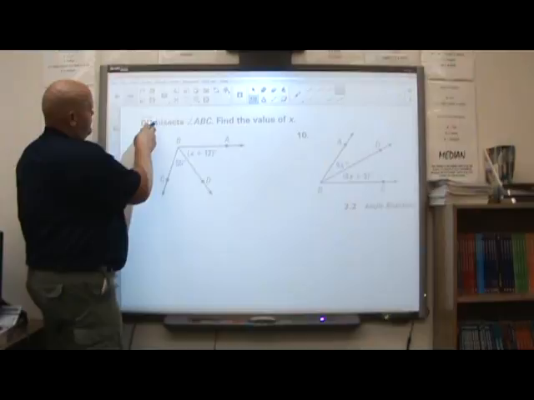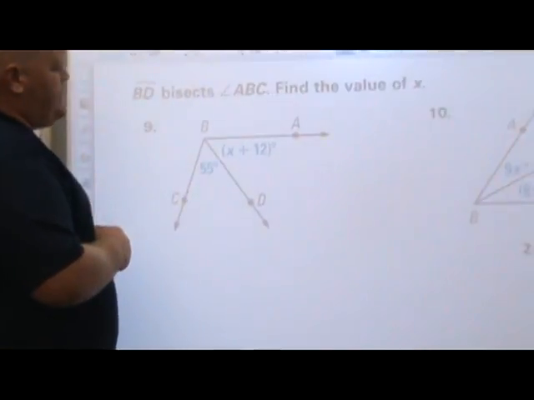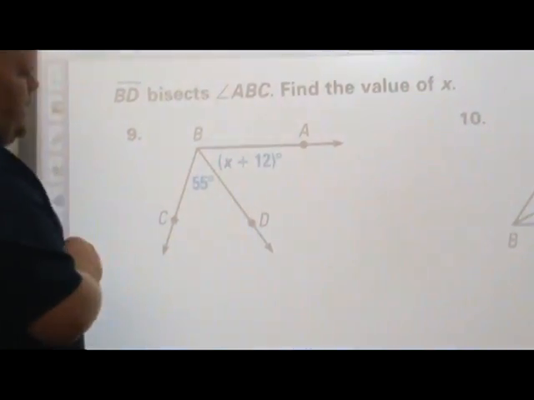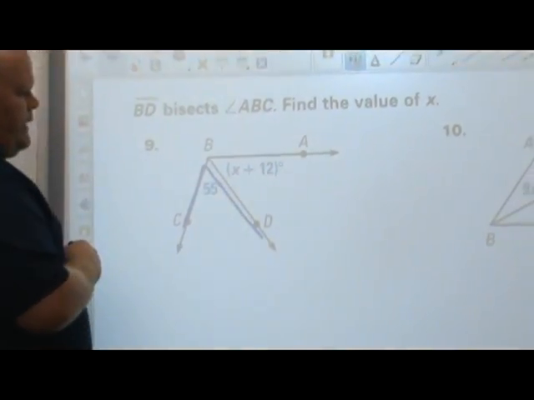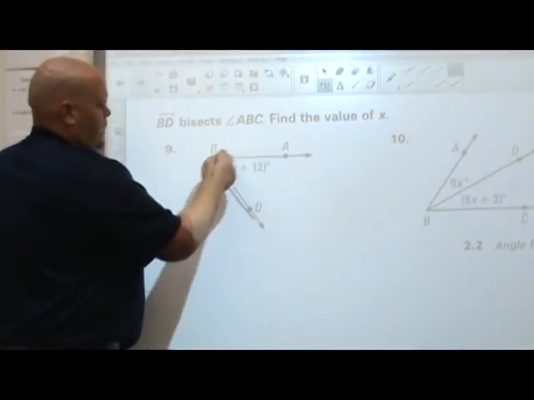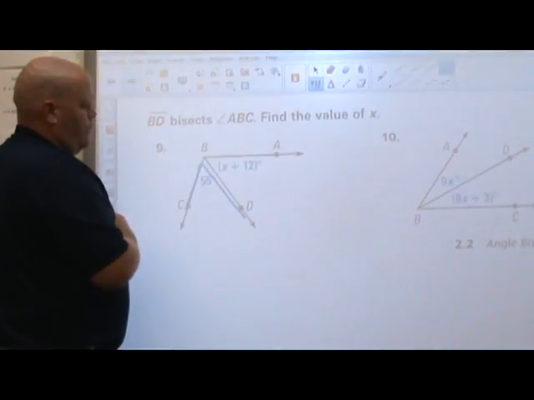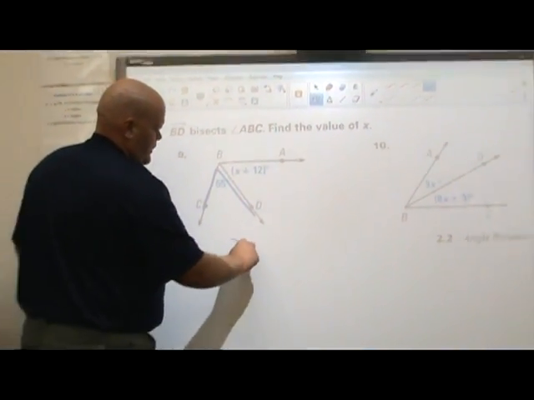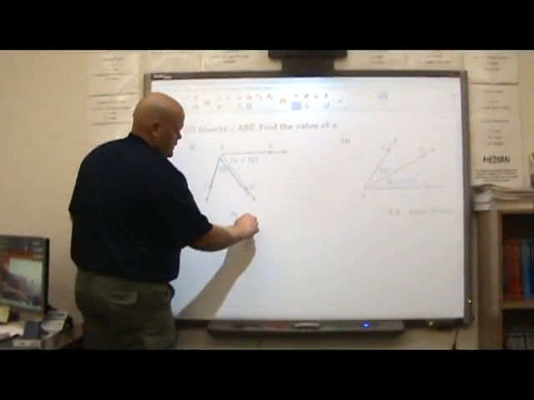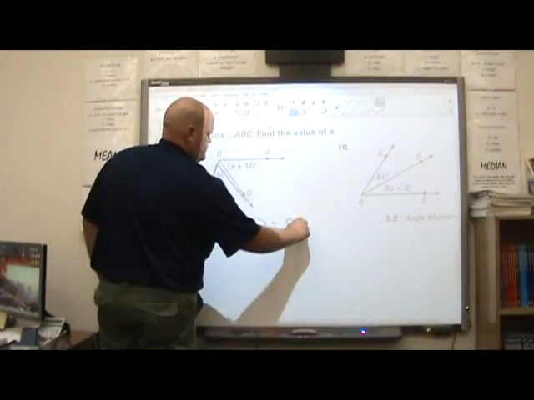Okay. Now we see some symbols up here. Ray BD bisects angle ABC. Now look, ABC, we have our measurements. For the angle CBD, it's 55 degrees. ABD, we're assuming, based on what we know, should be equal to 55. So we're trying to find the value of X. We're ramping it up just a little bit here, folks. So what we're going to do, put this into equation form.